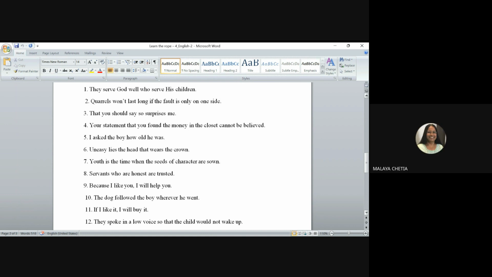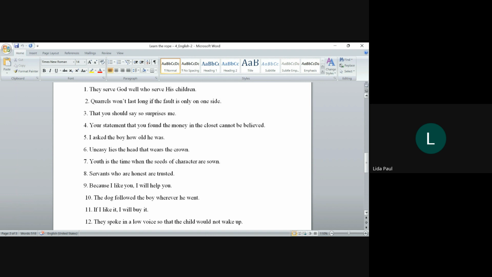Noun. That you should say so, right? You can replace it with another noun or a pronoun. He surprises me. She surprises me. Or the news surprises me. The announcement surprises me. His words surprise me. So if it is replaceable with another noun or a pronoun, then it is nominal. The function for that you should say so is nominal here. So, noun or nominal subordinate clause.